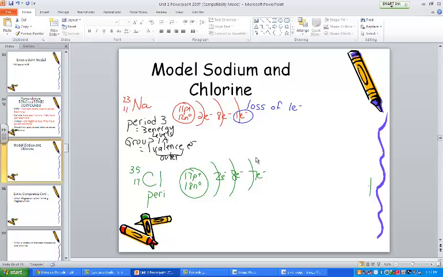Chlorine lives in period 3, 3 energy levels. Chlorine lives in group 7A, 7 valence electrons. The number of energy levels comes from its period. The number of electrons in the outermost level comes from its group number. The representative elements, these group A's, represent their number of outer electrons by what group they live in.